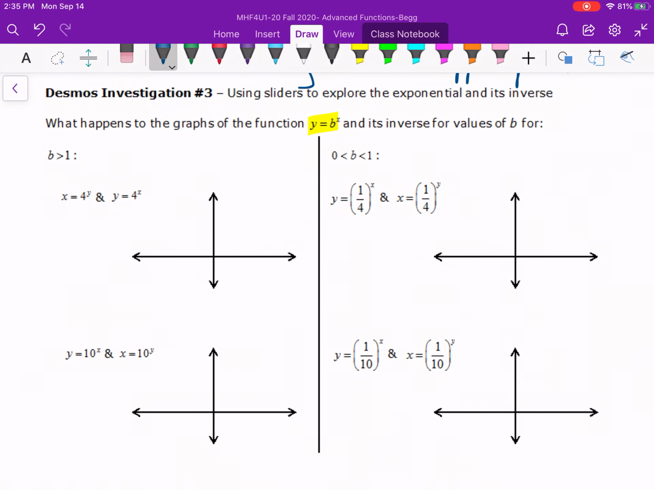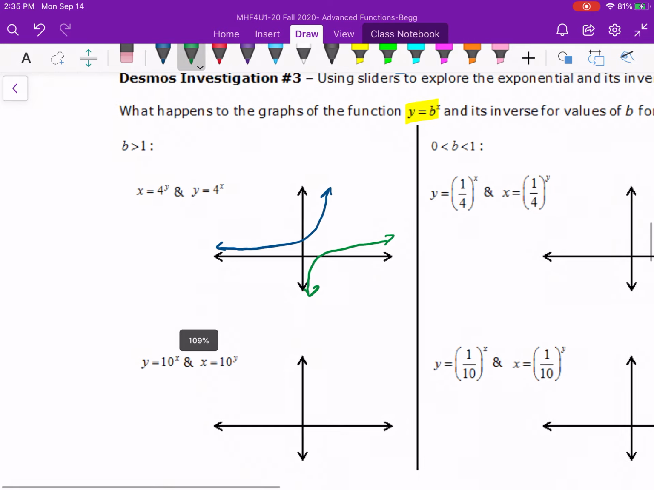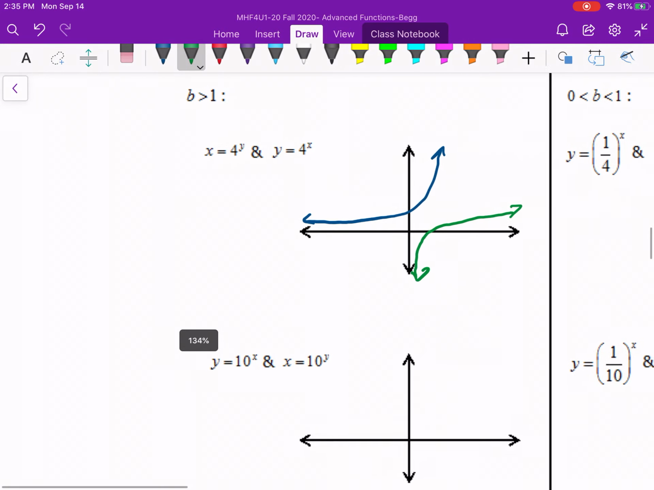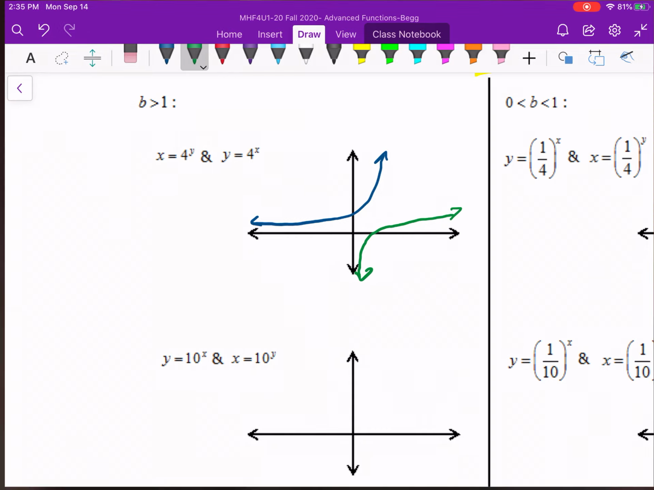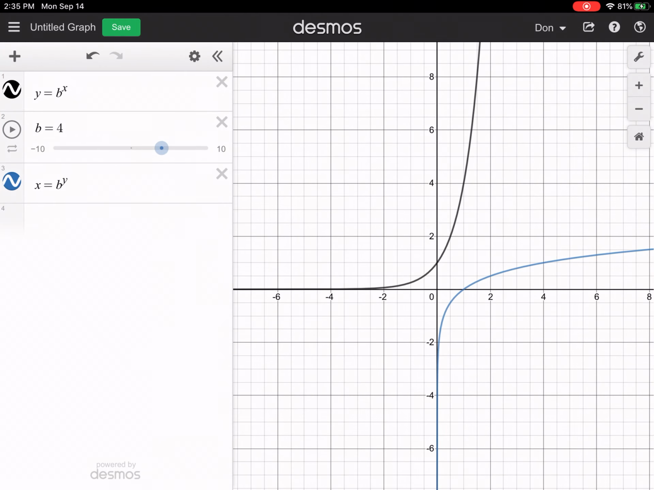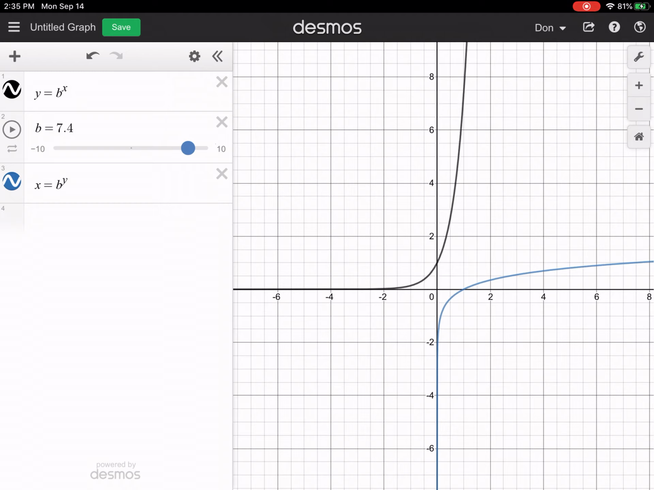So we have a function that looks like this, and then we have its inverse, which looks like this in both these cases. Let's move down, let's not go over to the other side yet. Let's just go down and increase b to 10 and just see how it varies, how it's different. So I'll increase it gradually up to 10. So I'll drag it up, keep an eye on the black and the blue graph, see what's happening as I'm dragging this slider up closer and closer to 10.